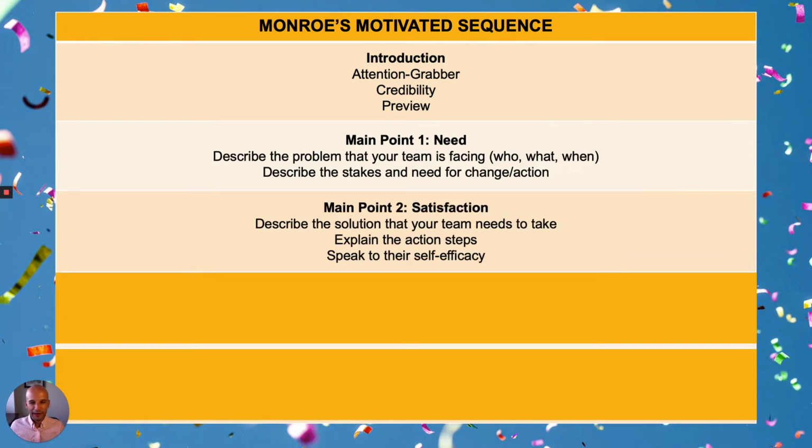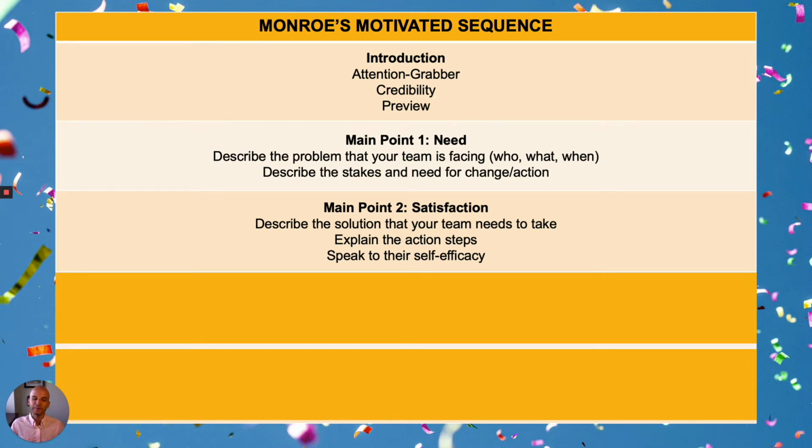Main point two is satisfaction. So describe the solution or action steps that your team needs to take and explain those steps. So what we need to do is we need to go out there and we need to play good defense. Defense wins championships, and block every ball, stop every run, block every pass, tackle every move, that kind of thing.